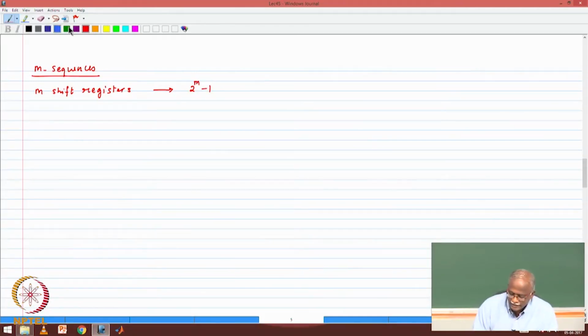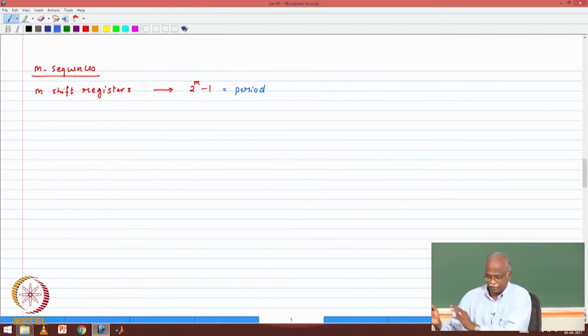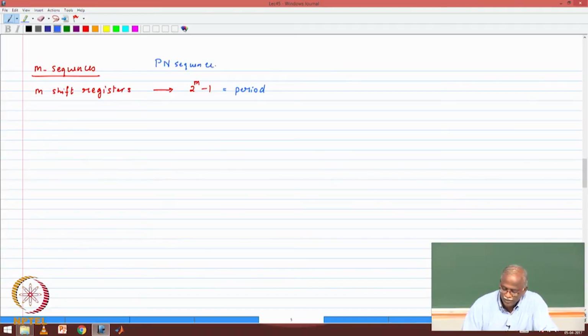And interestingly, this also happens to be the period of the sequence, because after that the sequence repeats itself. So very interestingly, what we call a PN sequence happens to be a periodic sequence. Actually, it is not random, but a very predictable sequence after you have gone past one period. So, very interesting, but it has all the properties that we are looking for. What are some of the other properties that we are interested in?